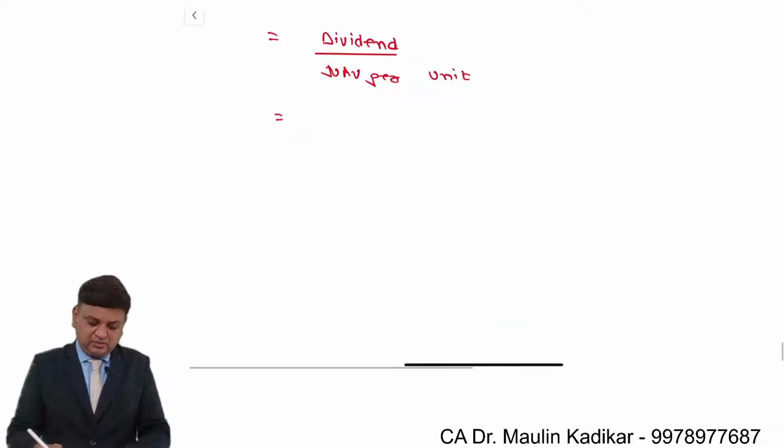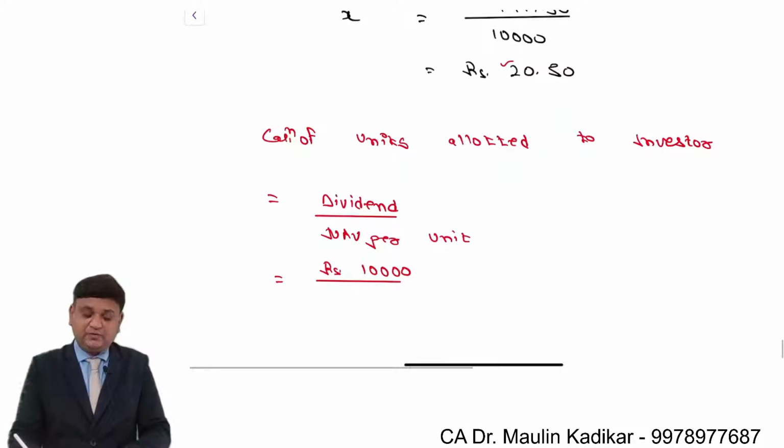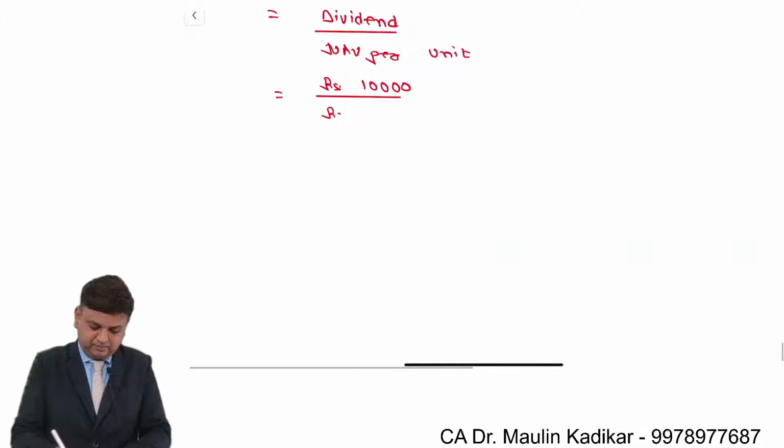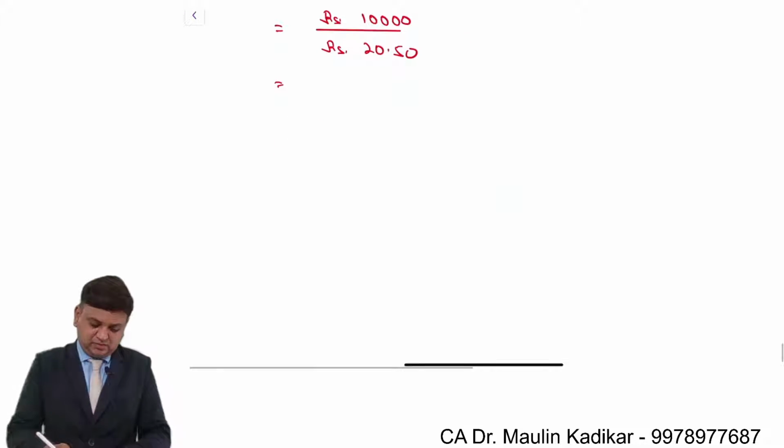What is the dividend amount? It is an amount of 10,000. What is NAV per unit? NAV per unit is 20.5. So what is the final answer? 478.80.